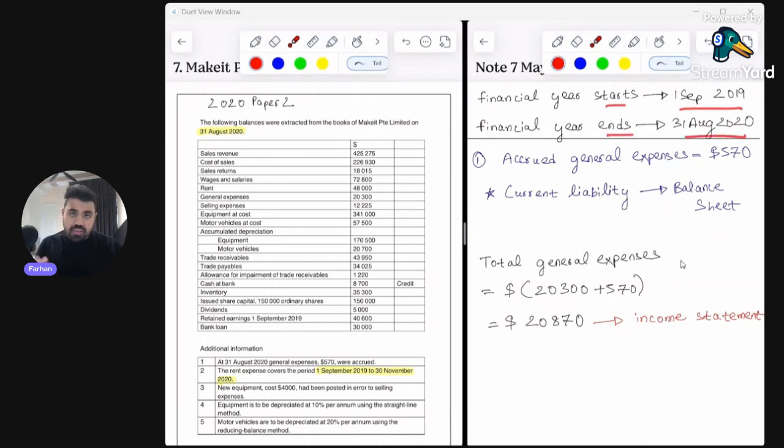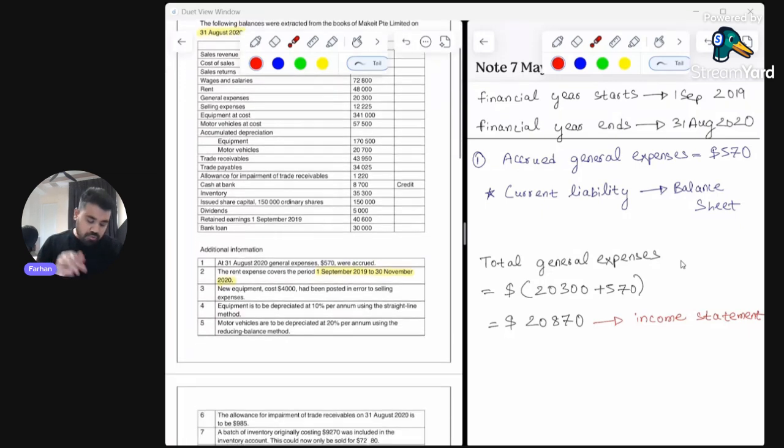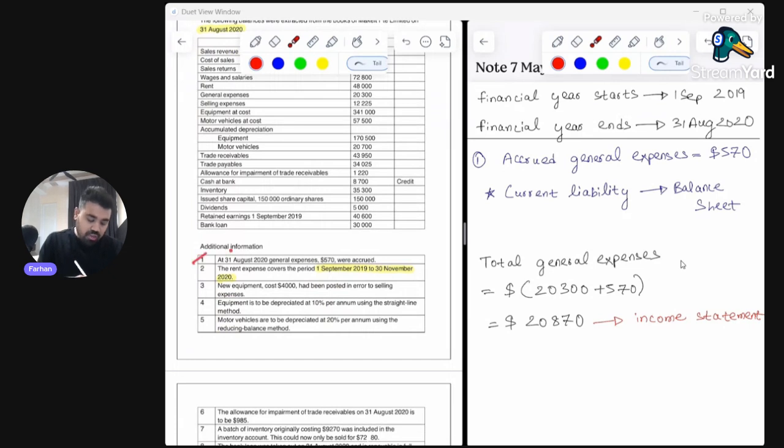All right. So these are the 12 months for which our income and expenses are to be considered when we prepare the income statement. So let's look into the first additional information which we have got. It states: at 31st of August 2020, general expenses $570 were accrued. So what do we understand by accrued general expenses of $570? Accrued general expenses refer to general expenses which we have incurred, but we still have not paid using cash, which means at the end of 31st of August 2020, this is a current liability for our business.